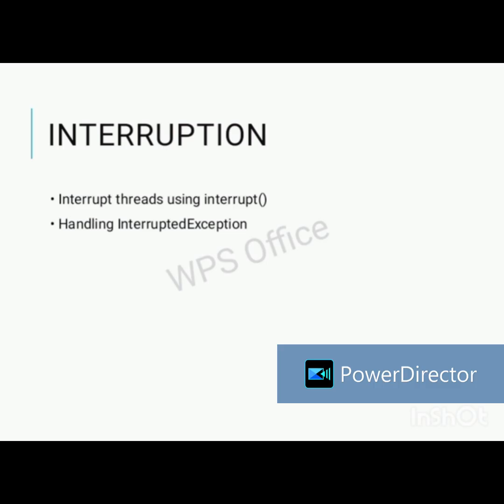Key concepts: first one, the interrupt method sends an interruption signal to the thread. Second one, the isInterrupted method checks if the thread has been interrupted. Third one, InterruptedException is thrown when a thread is blocked and is interrupted. When a thread is sleeping or waiting, calling interrupt causes it to throw an InterruptedException. You should handle this exception and cleanly stop the task. Interruption is a cooperative mechanism. Threads must check and respond to the interruption request.